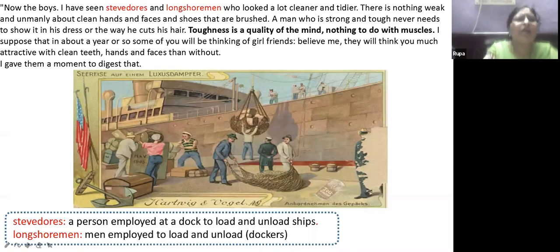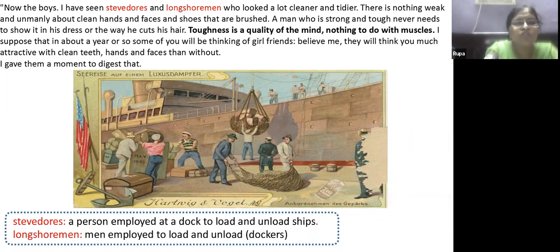"Now the boys. I have seen stevedores and longshoremen who looked a lot cleaner and tidier." So now he shifted his focus towards the boys. Now what is he telling? I have seen stevedores and longshoremen.